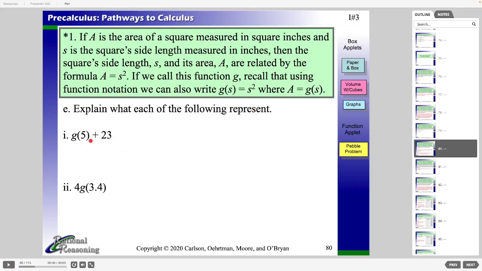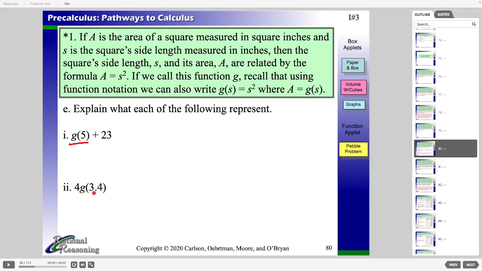So what is this? Well, remember, g of 5 is going to give us the area of a square that has a side length of 5. Of course, the area would be 25, 5 squared. Adding 23 means we've got something else, maybe another square, but this would have to be a volume to be able to add these two together.